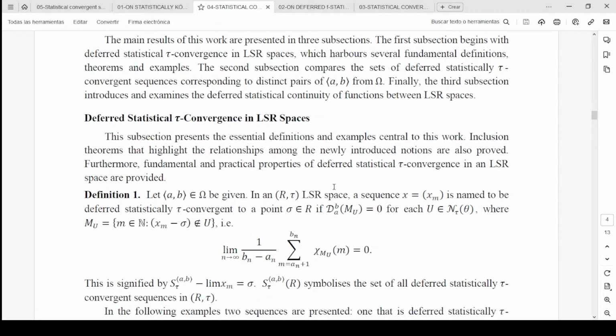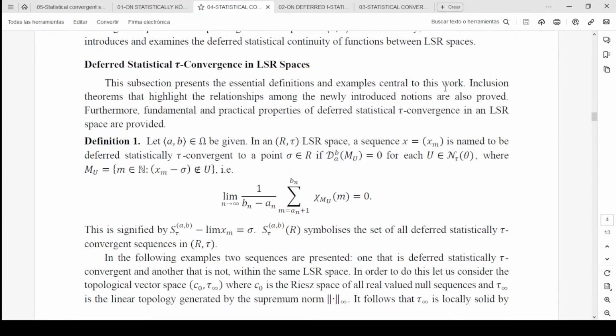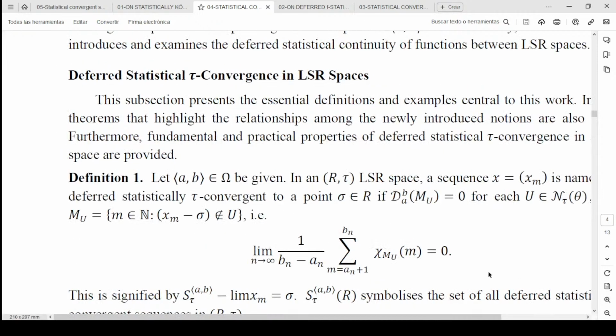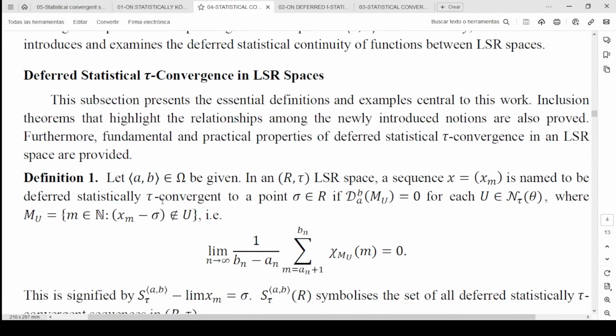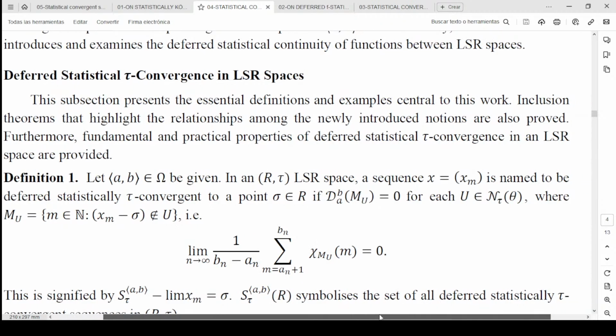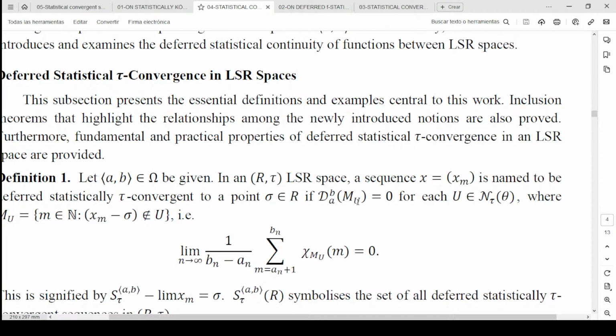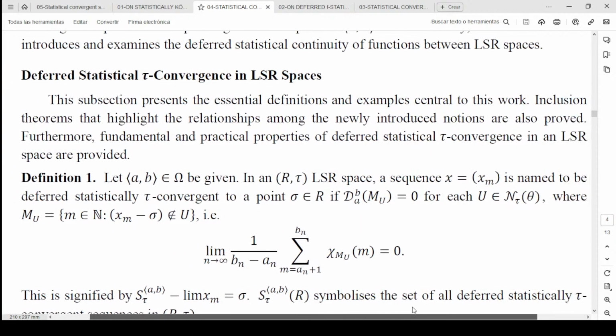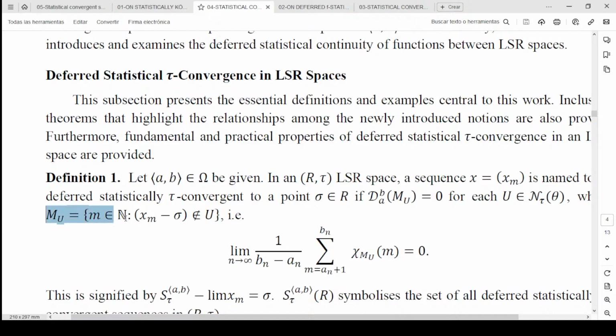So we say that a sequence in a locally solid Riesz space R is said to be deferred statistically tau convergent to a point sigma in R if the set M_u has zero deferred density for each u neighborhood of 0, where M_u is defined by this.